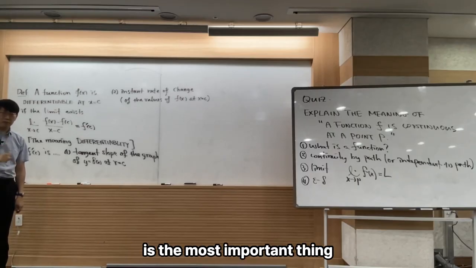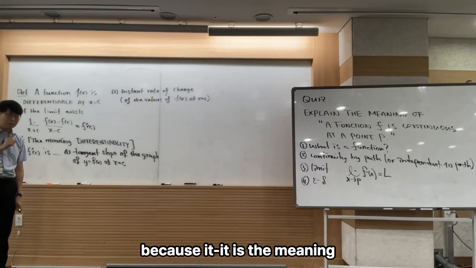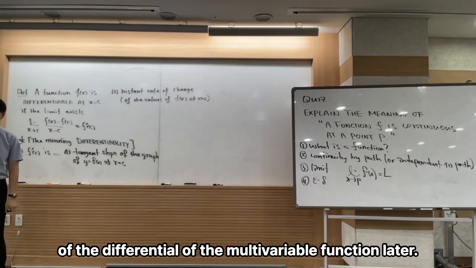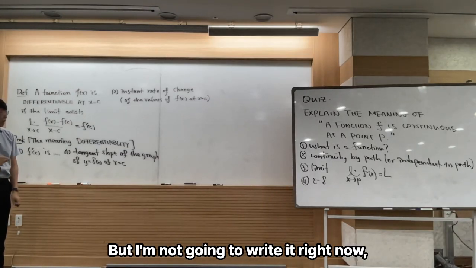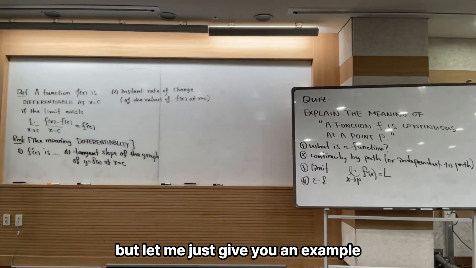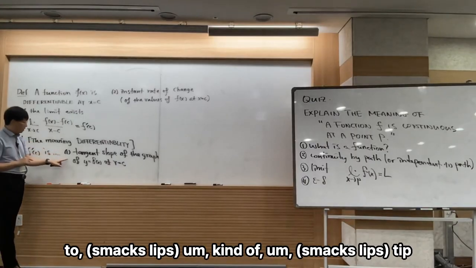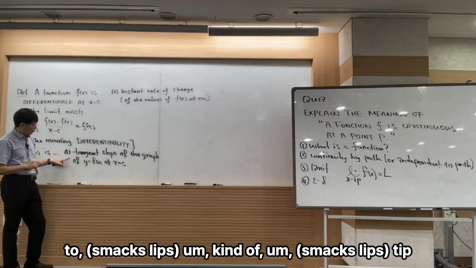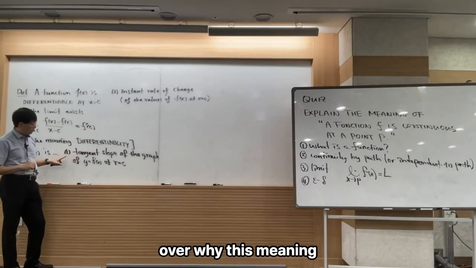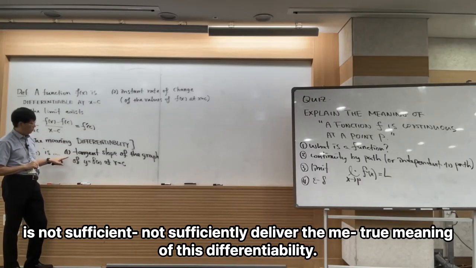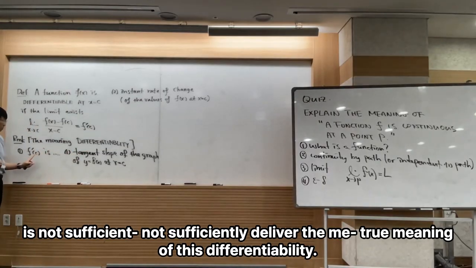Okay, so these two are very important meanings, but I want to emphasize one more thing, and the third one is the most important, because it is the meaning that connects to the meaning of the differential of the multivariable function later. But I'm not going to write it right now. Let me just give you an example to show why this meaning is not sufficient to deliver the true meaning of differentiability.